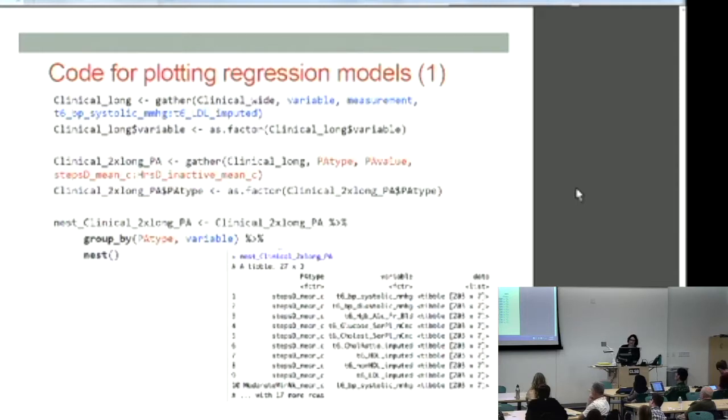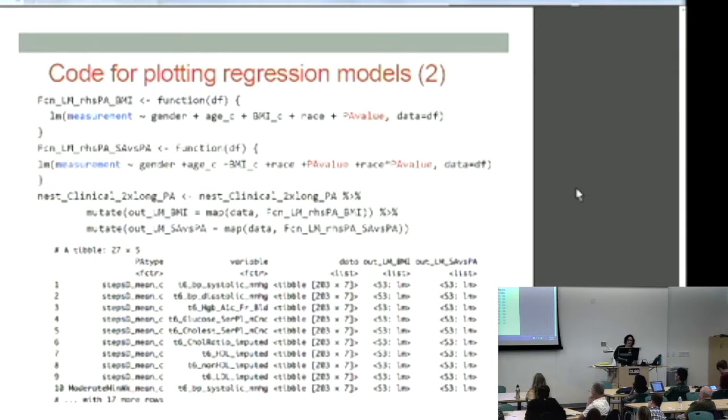And then I nested it, so that's what you see. On the bottom there, you can see the nesting. There I group by the type of physical activity and the variable. So here's a screenshot of the nested data, a tibble. And then I have a separate data set for each of those. So I had separate data sets for the steps, and then for each steps, I had a separate data set for systolic, diastolic, and so on.